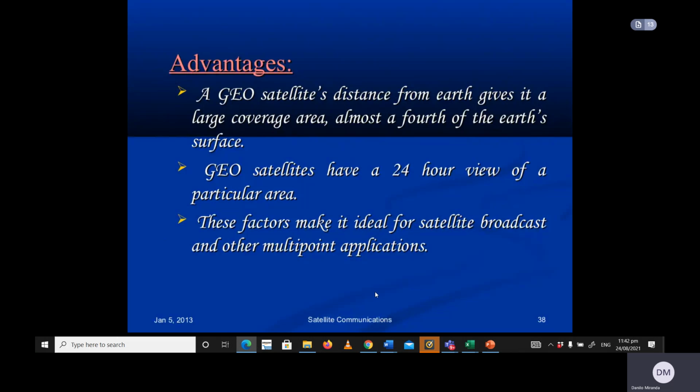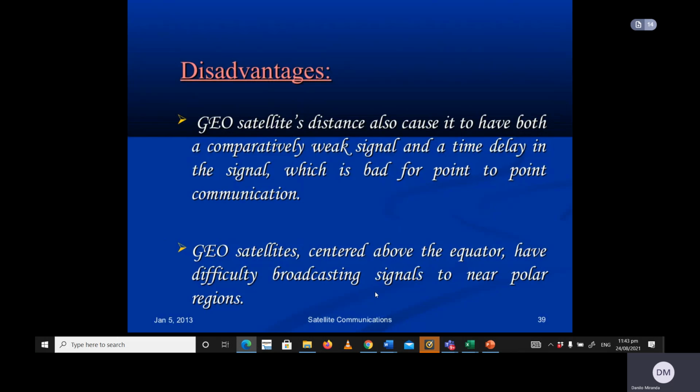Ang advantage, kaya niyang i-cover almost a fourth of the Earth, one-fourth of the Earth. And GeoSatellite have a 24-hour view of a particular area. This factor makes it ideal for satellite broadcast and multi-point application.